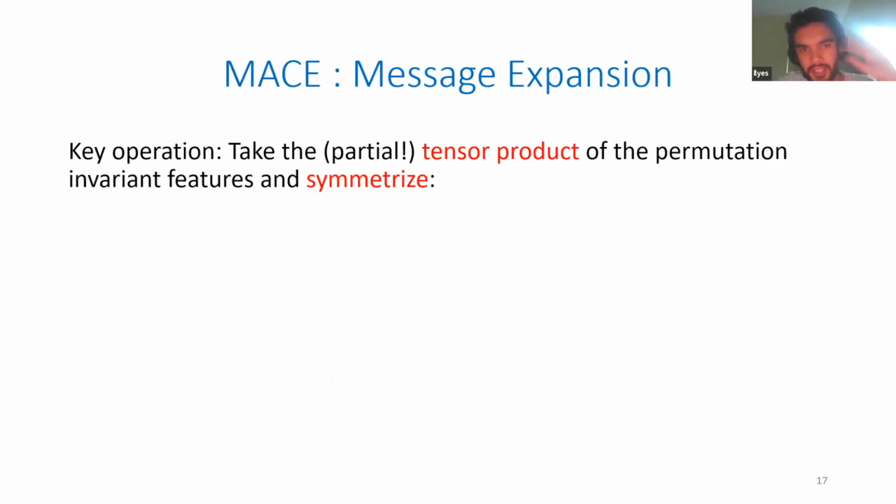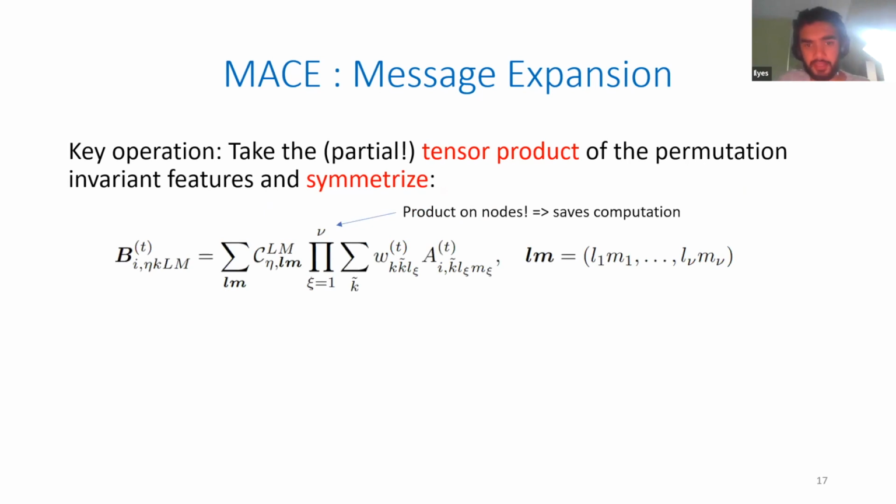And then the key operation of MACE, and this is something David will expand on just after, is the partial tensor product of these permutation invariant features and then the symmetrization. So this is really the key operation of MACE. Basically, you have these A features, which are permutation invariant and two-body. And then you take a tensor product, this product from 1 to nu. And this tensor product is partial because you don't take the product on the K channel, so you only take products on the LM.